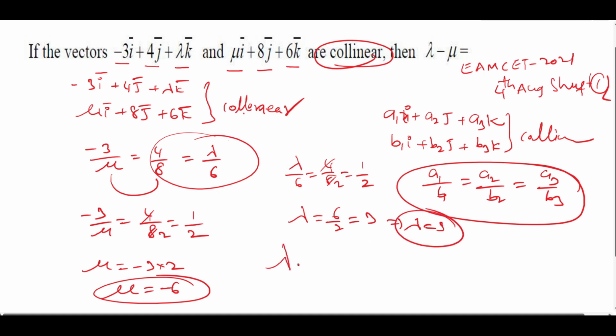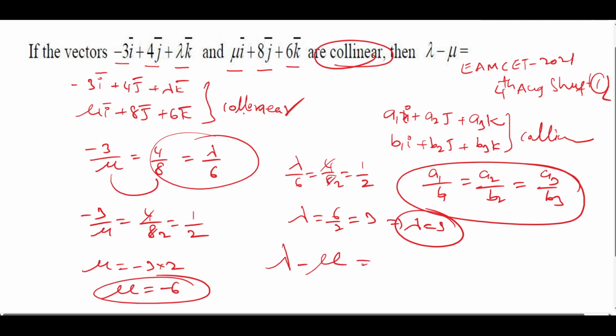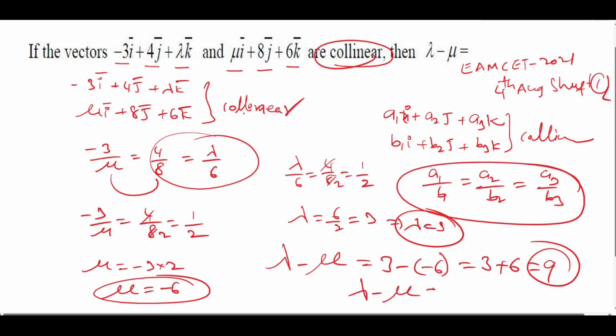Now we find lambda minus mu. Lambda is 3 minus of mu, which is minus 6. That is equal to 3 plus 6 is equal to 9. So therefore lambda minus mu is equal to 9. This is the required answer.